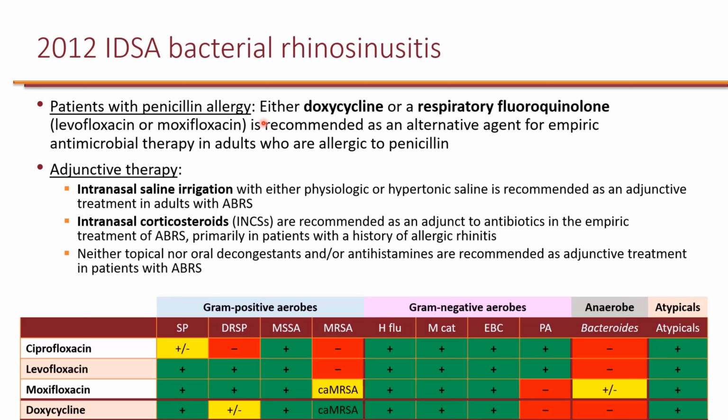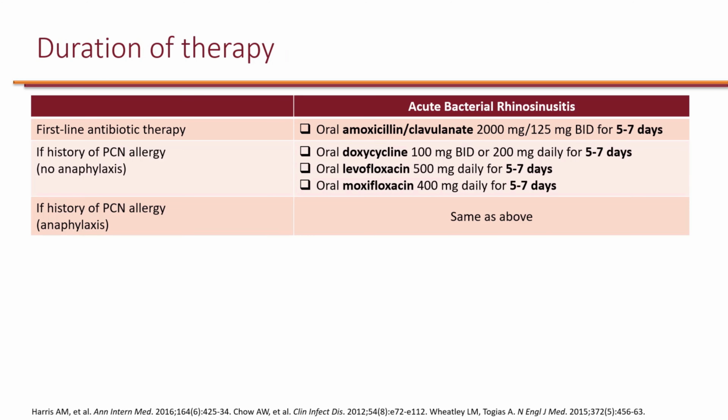Now, there are also some recommendations for adjunctive therapy. Intranasal saline irrigation and intranasal corticosteroids can be helpful in conjunction with antibiotics. The IDSA does not recommend topical or oral decongestants, and they also do not recommend antihistamines specifically for bacterial rhinosinusitis because of lack of efficacy. Lastly, the duration of therapy for acute bacterial rhinosinusitis is 5 to 7 days, regardless of which agent is used.